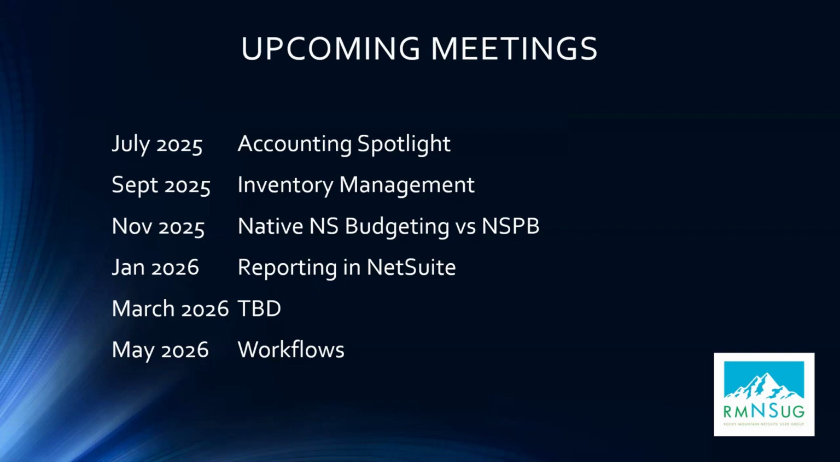And then in January next year, we come back to our reporting. So in January, every year we do reporting, whether that's native reports, saved searches, Suite Analytics workbooks. We might look into NetSuite Analytics Warehouse, that type of thing. So that'll be coming up in January. March is an open slot. Not sure what we're going to do yet. So if you have any recommendations, that's when we plug in something, maybe a new topic. And then May next year, we'll be on workflows. So we have our schedule planned out. Make sure you stay tuned for all of the meeting invites as we go through our next season.